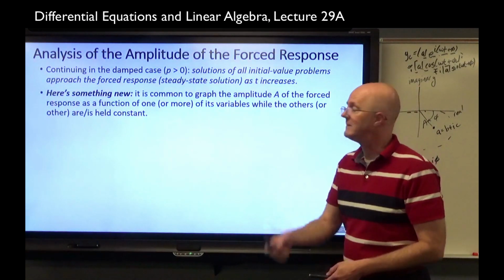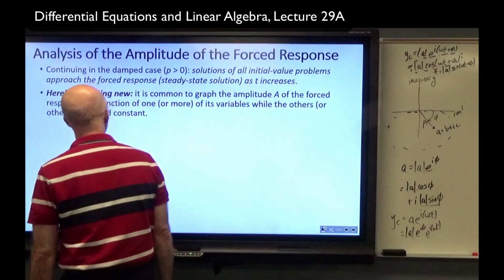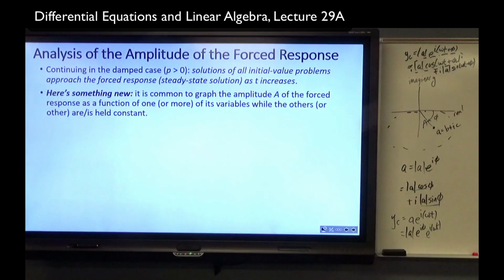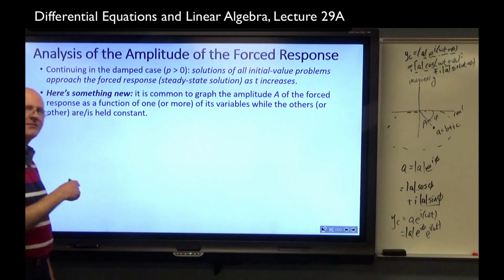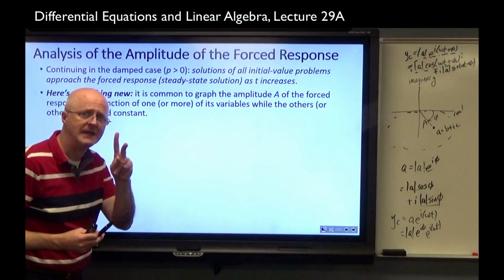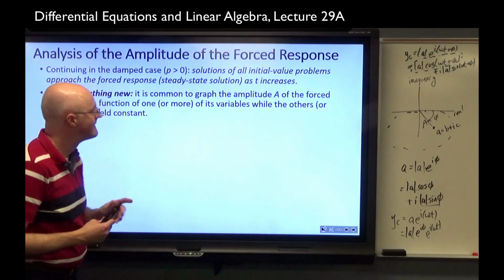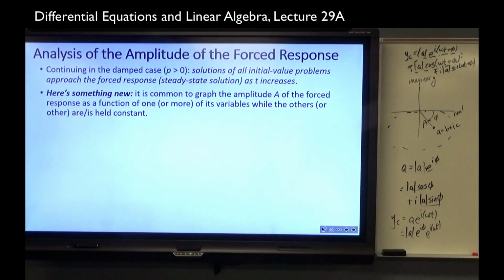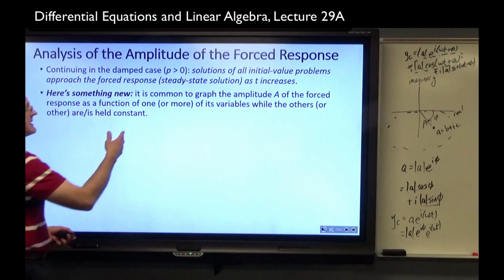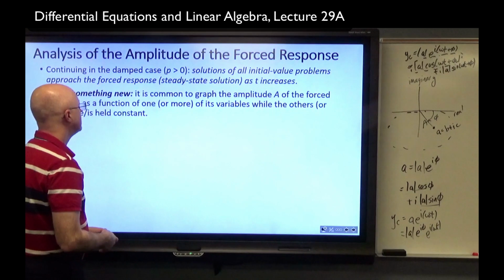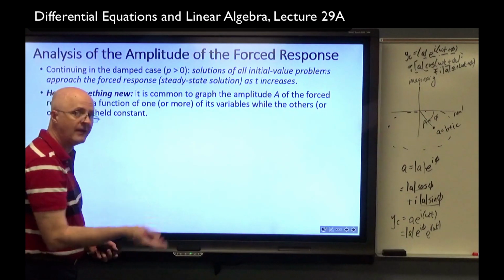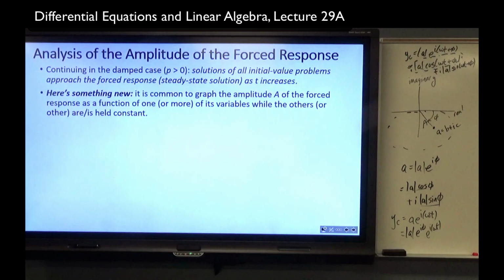It is common and useful to graph the amplitude, capital A, of the force response, the steady state solution, as a function of one or more of its variables, while the others are held constant. If we graph it as a function of one of its variables, it's got 3 variables, p, q, and omega. I can think of those as variables if I want. If I graph it as a function of one of them, for example, omega, then I keep p and q held constant as I make the graph. If I graph it as a function of more than one of its variables, say p and omega or q and omega, I'd hold the other quantity constant. Here's an example.